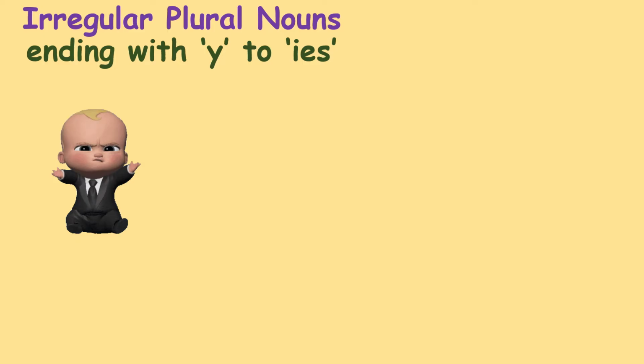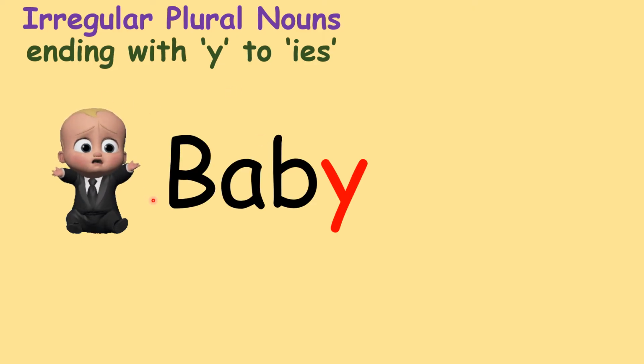Okay, now let's continue the lesson by looking at this slide here. What do you see here in the picture? It is a picture of a baby. Repeat after me. Baby. Now, if there is only one, we call it baby. And do you notice that the word baby ends with the letter Y? Okay, the word baby ends with the letter Y.